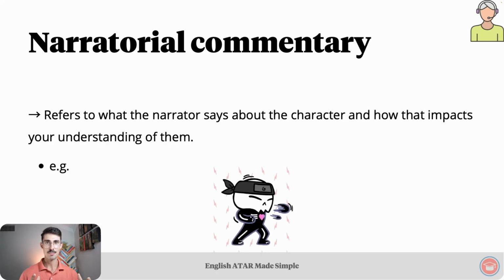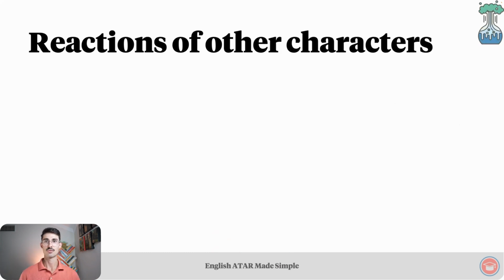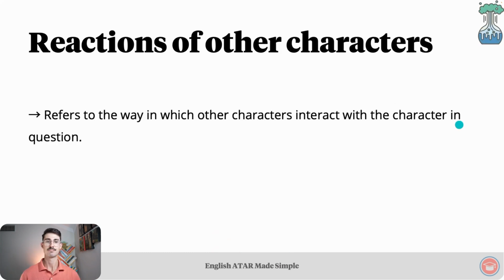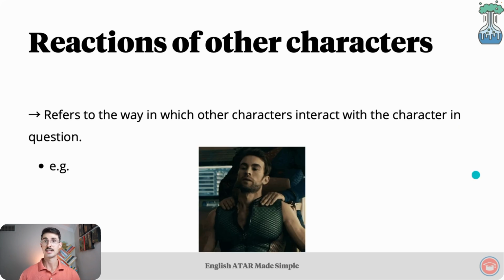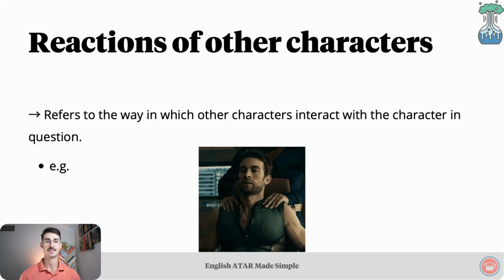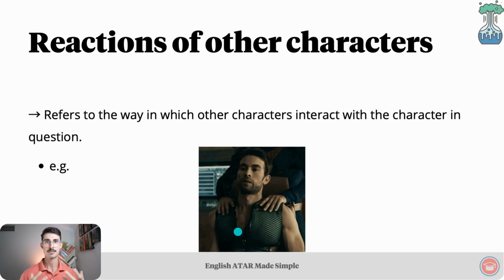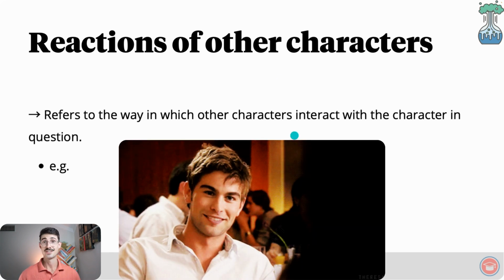The narratorial commentary tells the audience that the deliberator is short-fused, aggressive, and confrontational. Reactions of other characters refers to the way in which other characters interact with the character in question. Example, in The Boys, Homelander treats the Deep in a dismissive and condescending manner. What does this treatment tell us about the Deep and what sort of person he is? Better known as Nate from Gossip Girl, the original one, by the way.